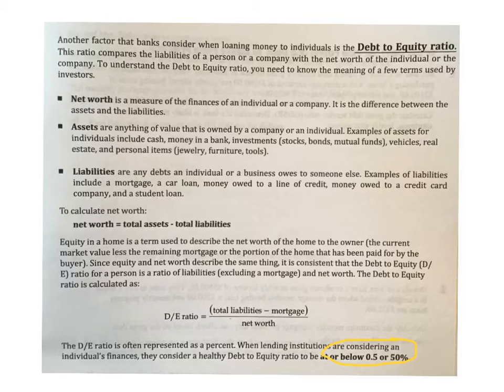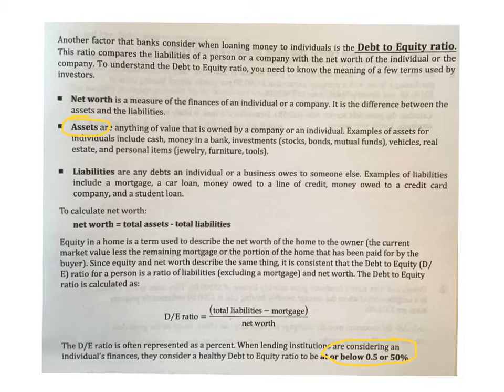So an asset is anything that's of value that's owned by the company or the person. So something could be like cash, if you have like a bank account with money in it, or cash. If you have any investments, that could be cashed out. If you own any vehicles, or if you own any real estate, or if you have any items that are of value.